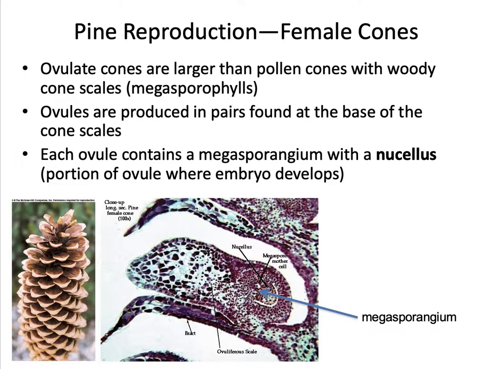And each ovule contains a megasporangium with a nucellus. And this nucellus is the portion of the ovule where the embryo develops. In this case, we want to think of the ovule as the megasporangium. The megasporangium is going to keep dividing and forming these different parts, including spores and gametophytes, and it's all retained inside this one structure that is the ovule. And the nucellus is simply that central portion of our ovule where the embryo develops.